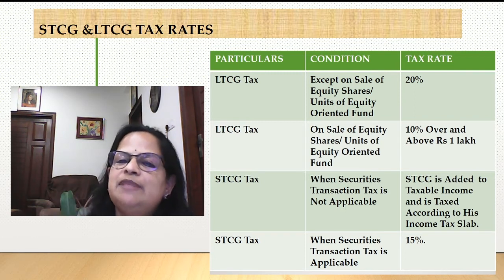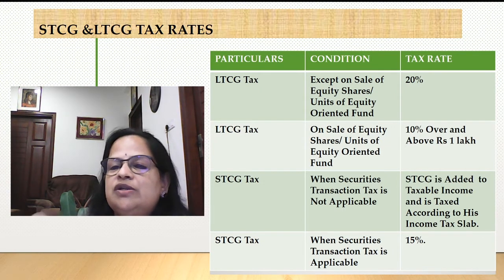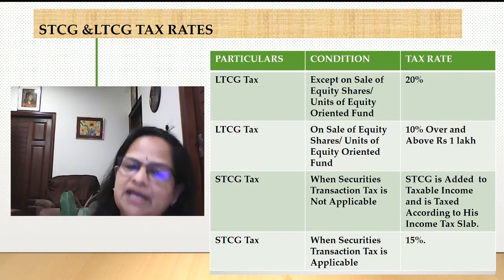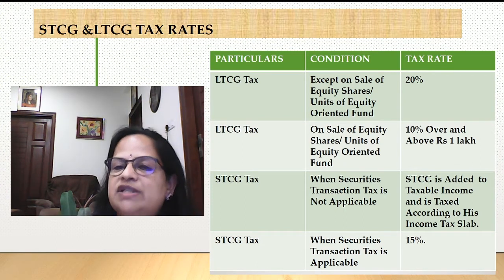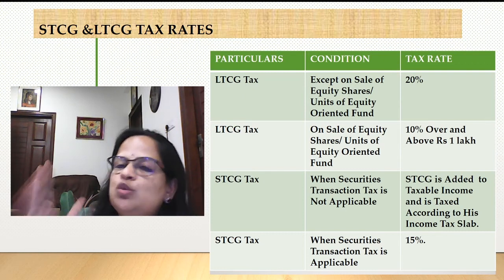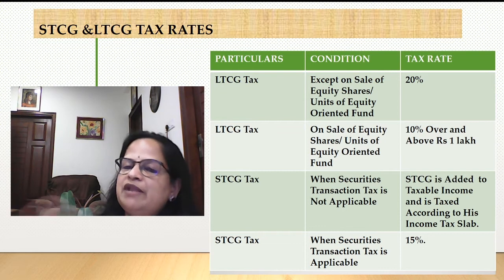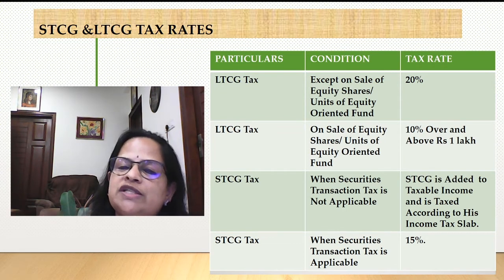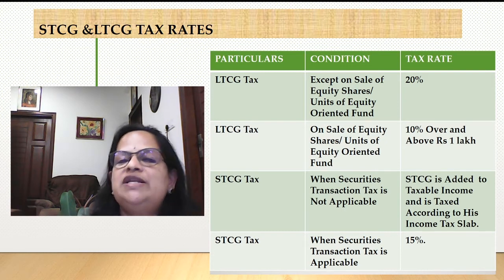LTCG tax except on sale of equity shares and units of equity oriented fund is 20%. Now, the second classification for LTCG tax is sale of equity shares and units of equity oriented funds: 10% over and above rupees 1 lakh. That means up to 1 lakh it's exempted. That is why people are investing; they can invest more in the stock exchange. Up to 1 lakh it will be exempted. Above 1 lakh it will be only 10%.